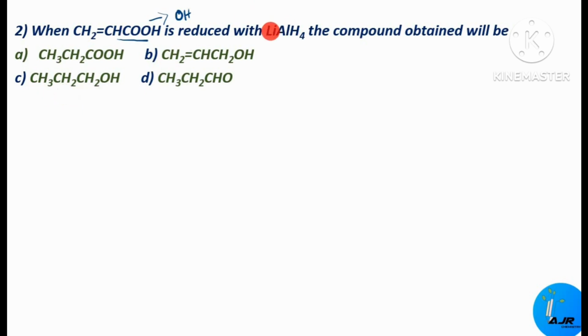But see, this lithium aluminum hydride has a peculiar character that it does not disturb the carbon-carbon double bond. While reducing the acid, lithium aluminum hydride will never disturb the carbon-carbon double bond. It reduces only COOH to alcohol. In that case, B will be the correct answer because in B the carbon-carbon double bond is as such, there is no change, only the COOH group is getting converted to OH group. But in the other case, the double bond is also getting reduced, is it not? It's getting converted to a single bond. So this is not the answer. So option B is the correct answer.